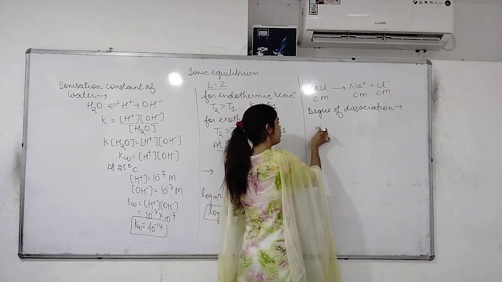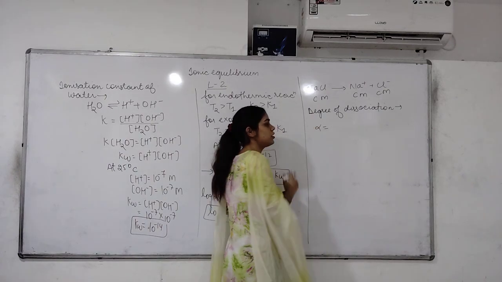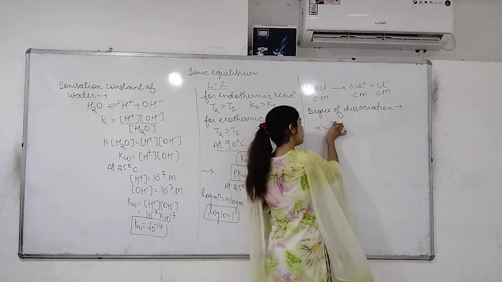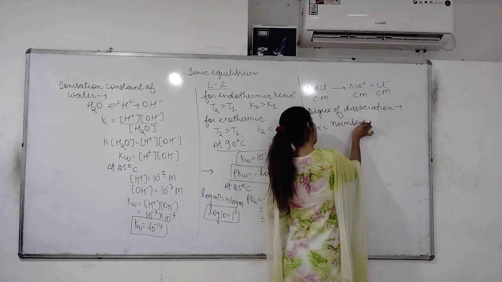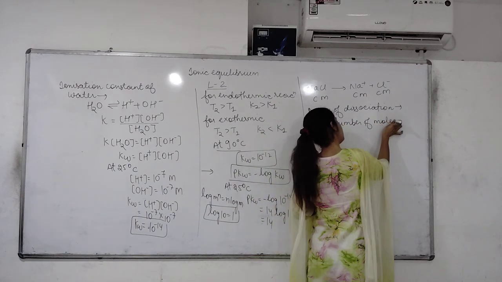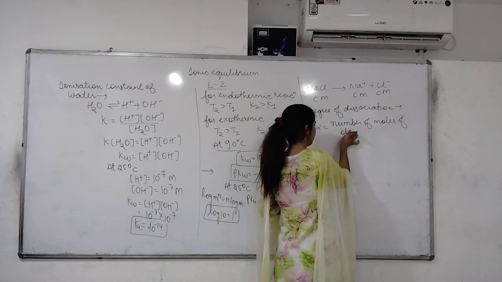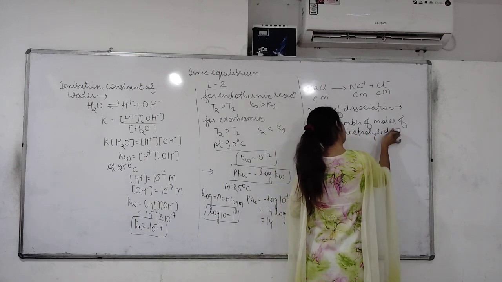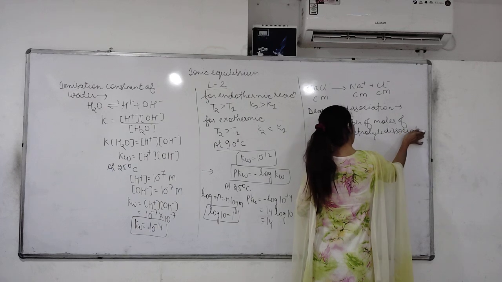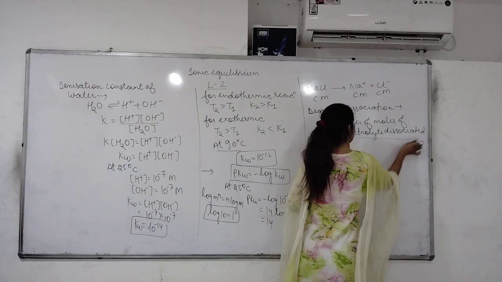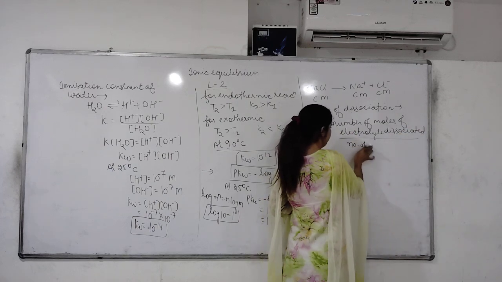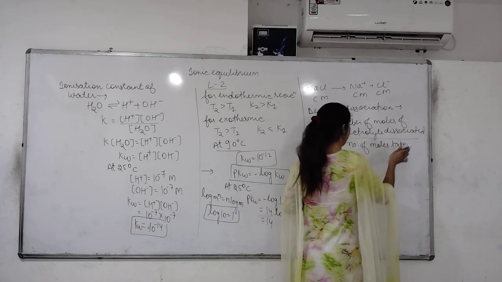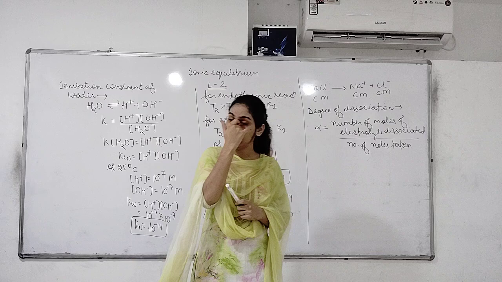So what is the formula to find degree of dissociation? Degree of dissociation is denoted by alpha. Alpha is degree of dissociation. Degree of dissociation is calculated by number of moles of an electrolyte dissociated, divided by number of moles taken. If these two terms are divided, the term we will get is known as degree of dissociation.